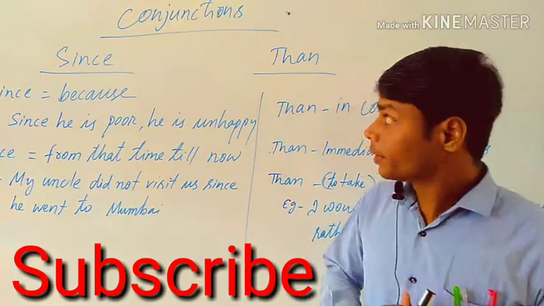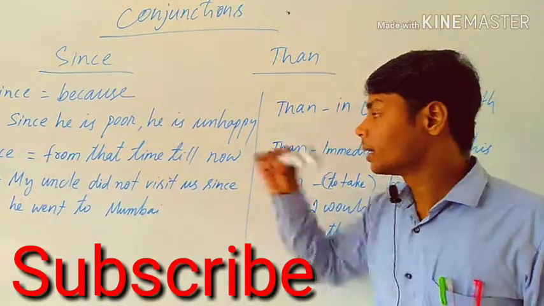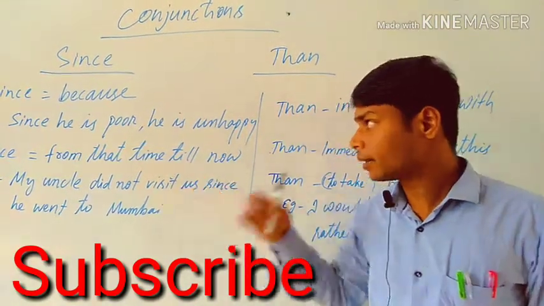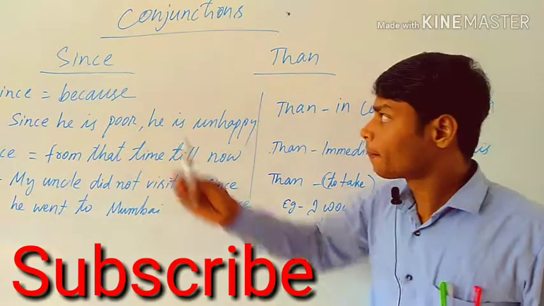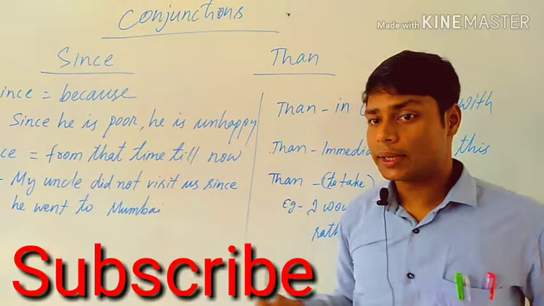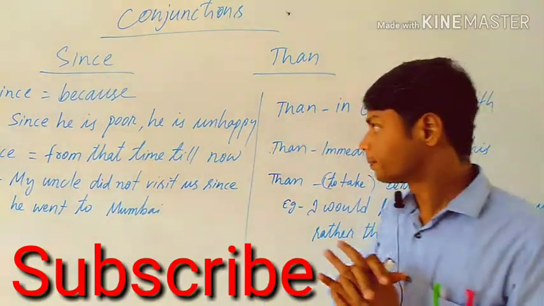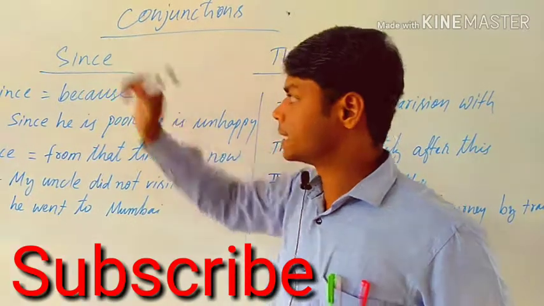So today we have a new topic to discuss. Our topic is conjunctions. In the last videos we have studied the other conjunctions. Today we have "since" and "than", the use of since and than. Let us learn today how to use them in sentences correctly. First, let us start with since.